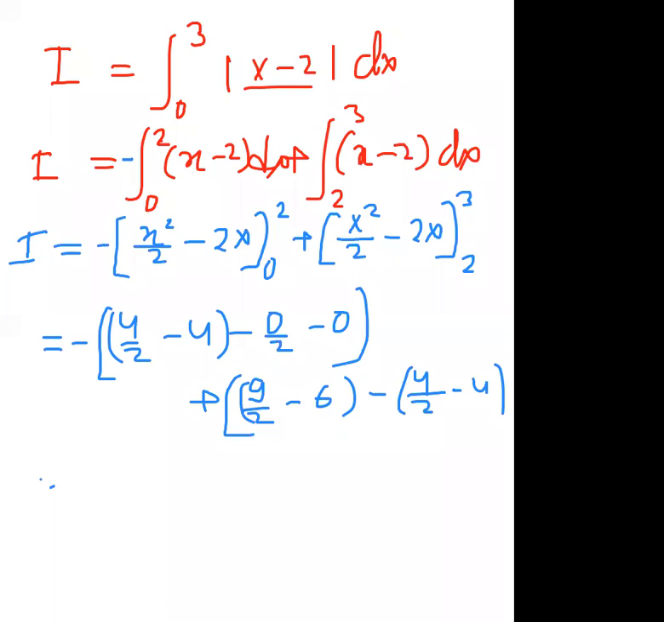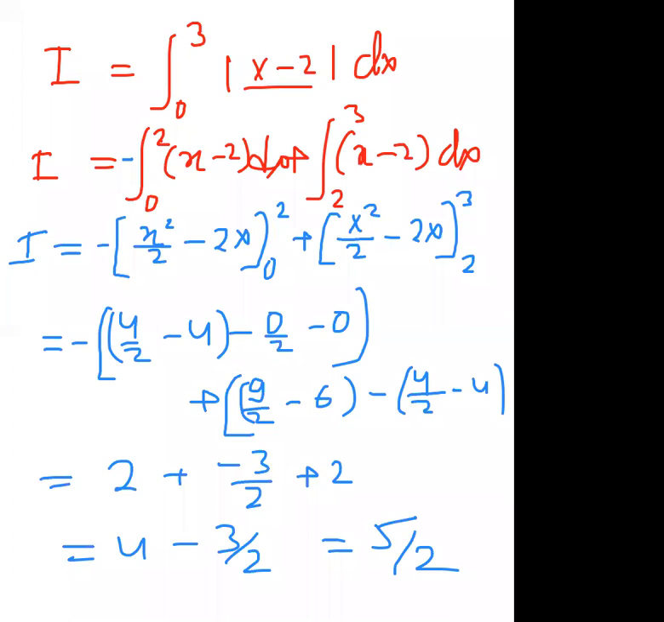So it will be 2 minus 4, minus 2 will be 2, plus 12 minus 9 minus 3 by 2, minus 2 plus 2. That is 4 minus 3 by 2, 5 by 2. This will be the answer for the question.